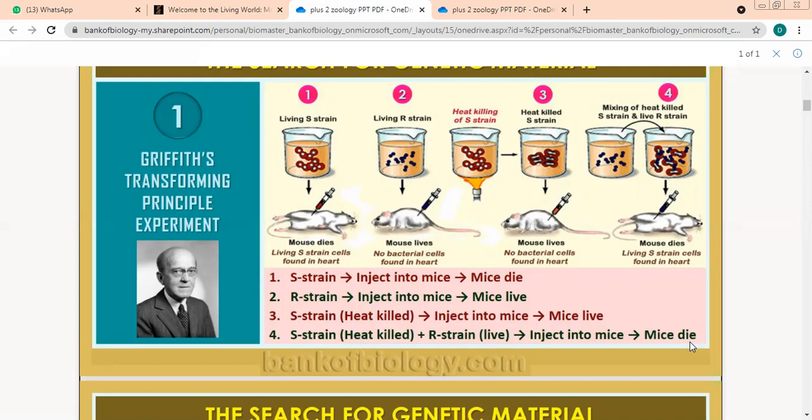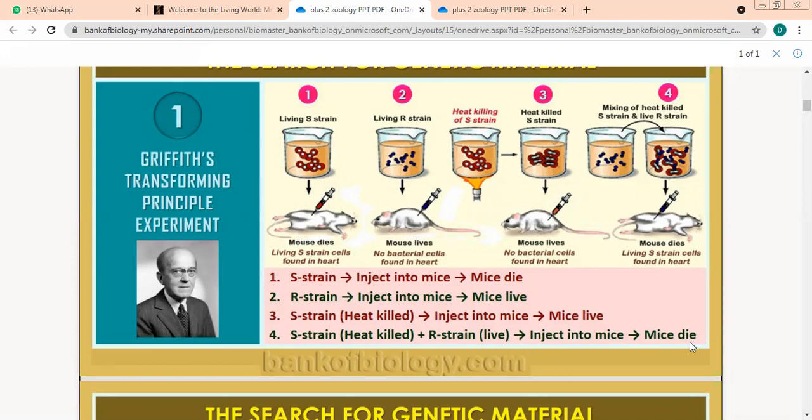Now we are doing Frederick's experiment. First, which strain did he inject into the mice? S strain. Did the mice die or did it live? Died. After S strain, which strain did he inject? R strain. What happened to the mice? Did it die or did it live? It lived. Yes. Then he heated one of the strains. Which strain? S strain. Yes. And again he injected it into the mice.